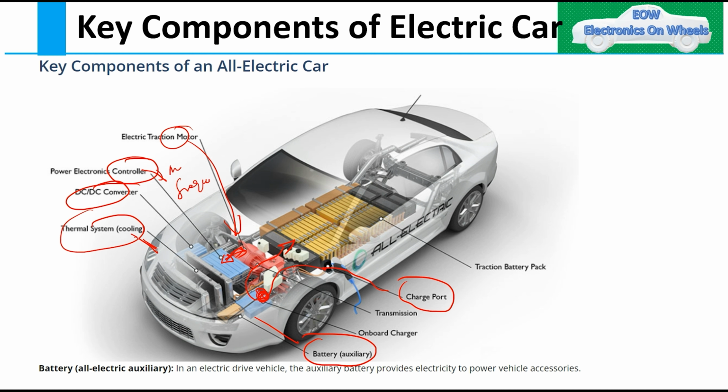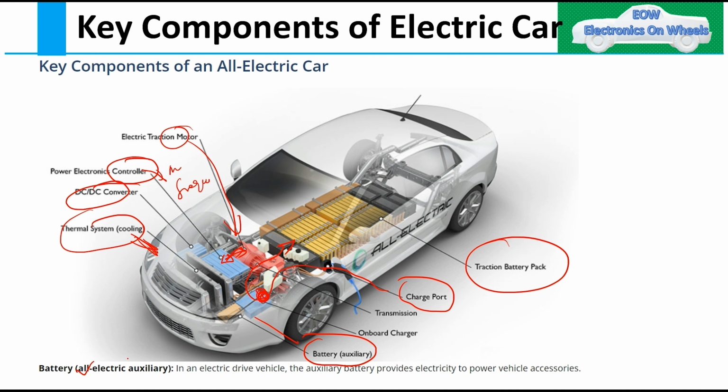Then you have the thermal system cooling. Thermal system cooling is used for the entire battery pack and many other components. You do not have similar AC provisions as you have in the ICE engine. You have different technology for the thermal system, for the AC and other things. Then you have your traction battery pack. So we will start one by one.